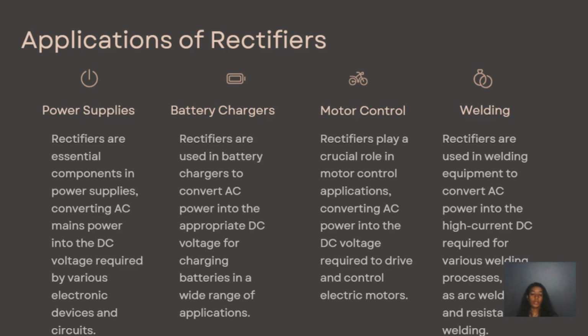Motor control. Rectifiers play a crucial role in motor control applications, converting AC power into the DC voltage required to drive and control electric motors. Welding. Rectifiers are used in welding equipment to convert AC power into the high current DC required for various welding processes such as arc welding and resistance welding.